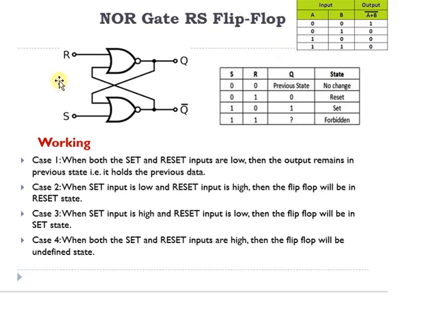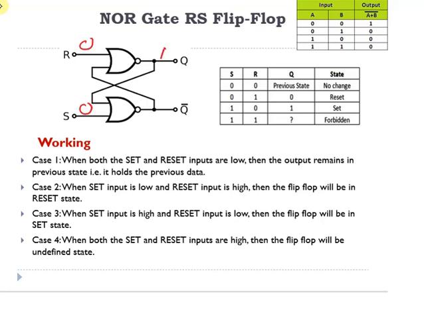So consider case 1, which corresponds to when both set and reset inputs are low. When both inputs are low, then the output remains in the previous state. Let's see how it is. It is like the previous case when both inputs were high. In that case the output was high because it was the complement, but in this case both inputs are low. So that corresponds to the hold condition. Let's say this is 0 and this is also 0. So now the output depends on the previous state.